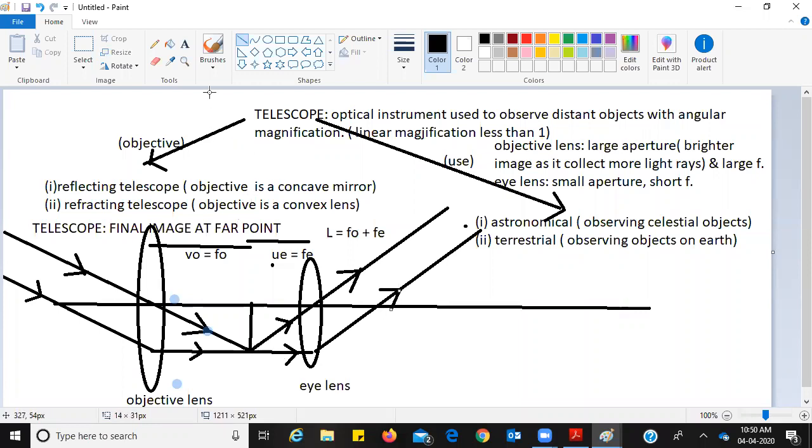If you want to draw this extended, you can say it is extended back so that the image is formed at the far point. Keep it as a dotted line. This can be the rule: a ray passing through the focus will become parallel, and a ray through the optic center passes straight.